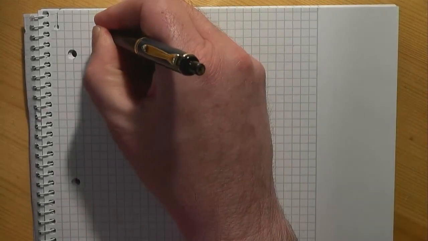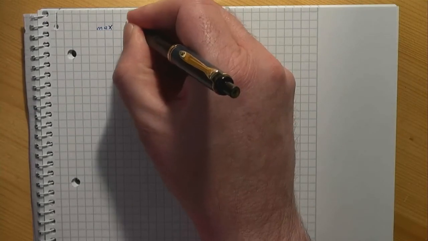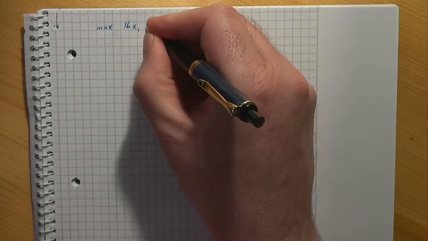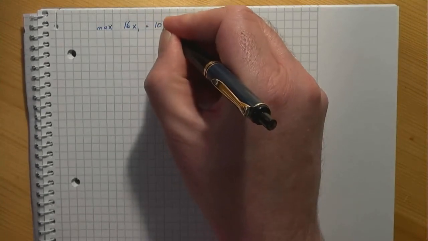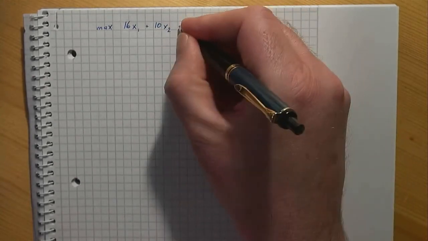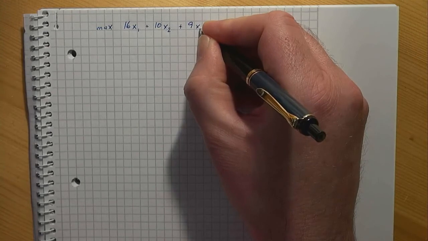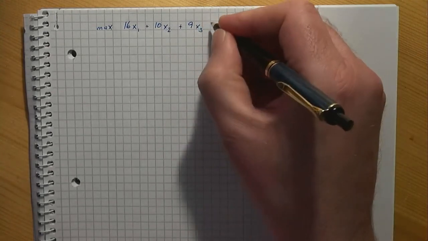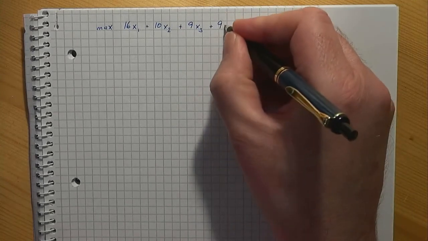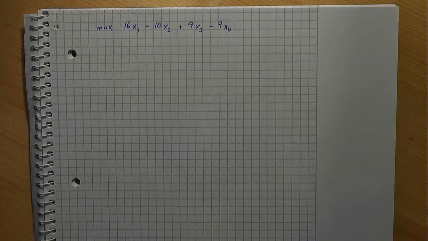We still maximize the revenue. 16 times the number of tables plus 10 times the number of chairs plus 9 times the old loungers plus 9 times the new loungers.